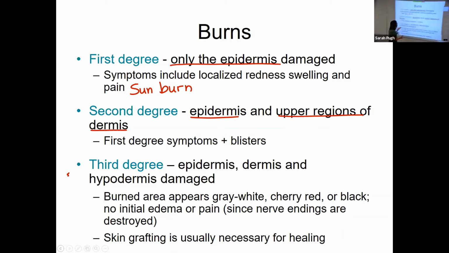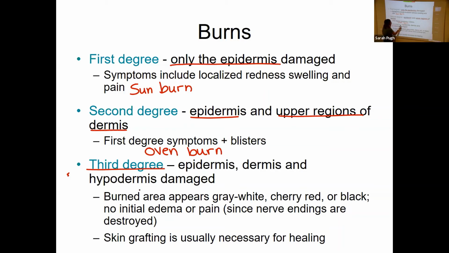Examples of a second degree burn would be an oven burn, right? You're pulling cookies out of the oven and you accidentally hit the side of the oven with your hand. You might get a blister in that area. Curling iron burns, right? Or flat iron burns, get them on your neck. Sometimes those would be second degree if you get a blister.